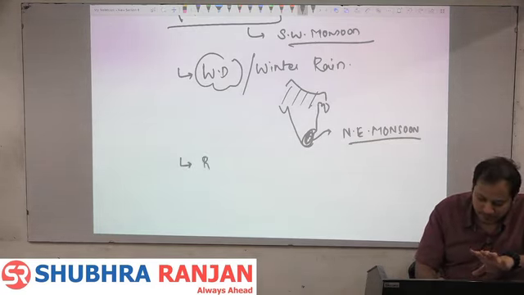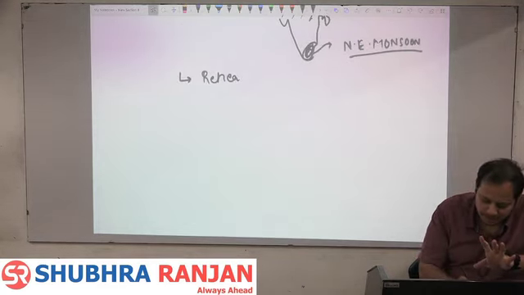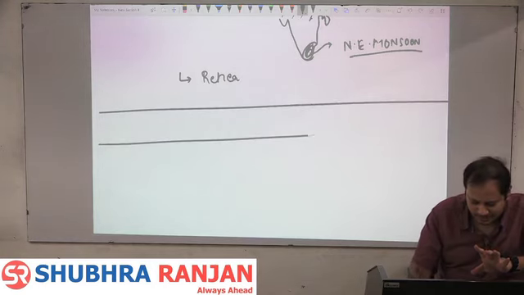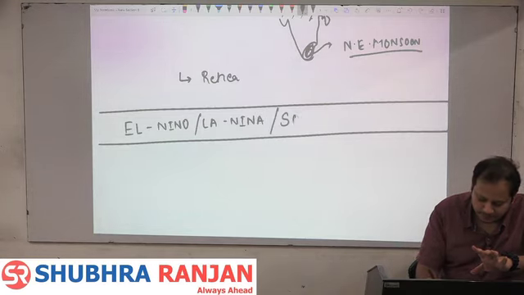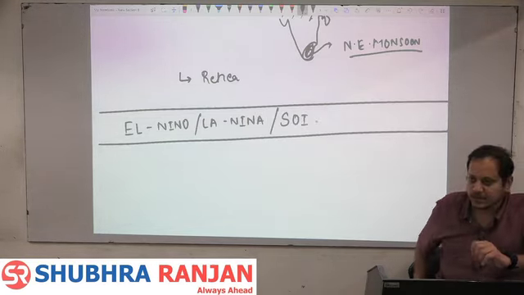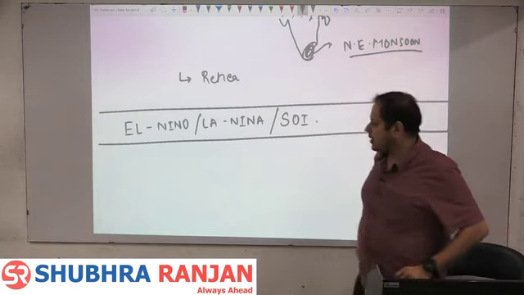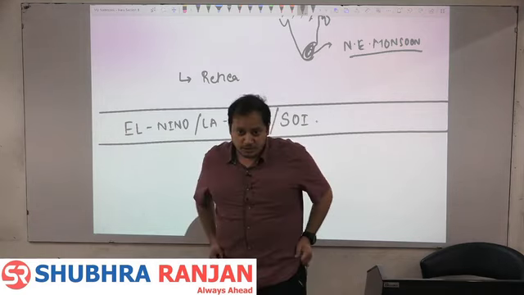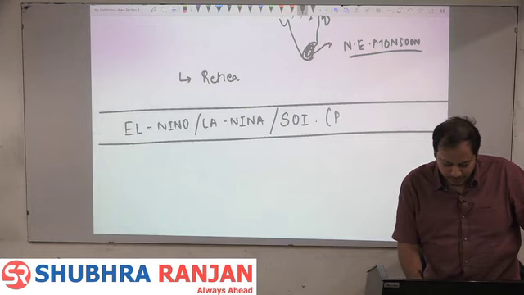If the question comes on the retreating monsoon and October heat, you can easily write. Getting it? Or Southern Oscillation Index. El Nino, La Nina, or the Southern Oscillation Index from the Indian geography point of view, not from the paper 1 point of view, this is from the paper 2 point of view.